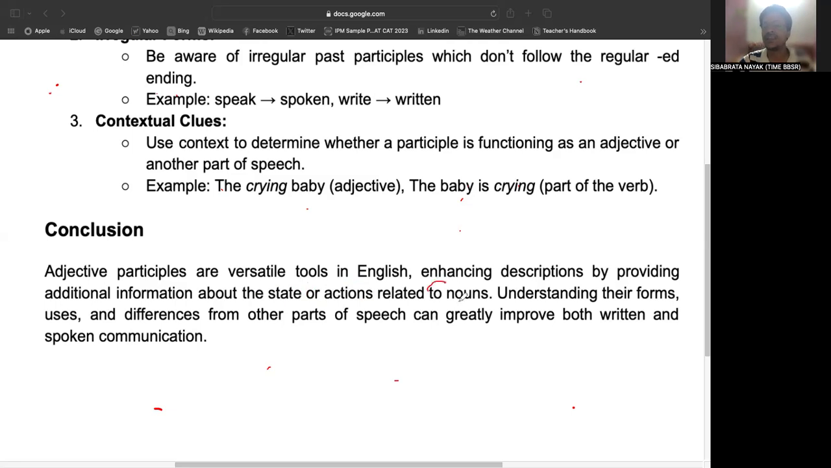They are indicating or relating to the nouns. Understanding their forms, uses, and difference from other parts of speech can greatly improve both written and spoken communication if you have proper grammar knowledge. So adjective participle is part of the non-finite form. Am I clear? Yes, sir. Any doubt, please do ask. Sir, doubt will come when we solve questions. So we can go to questions.